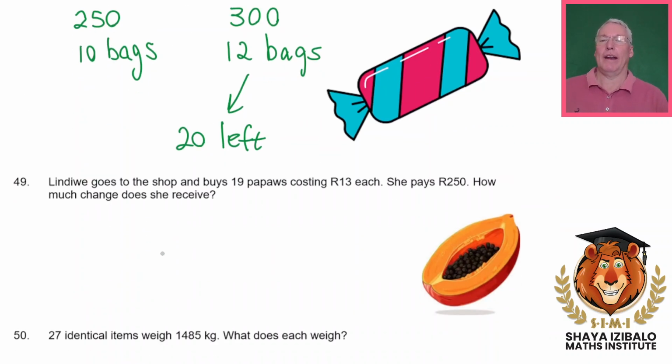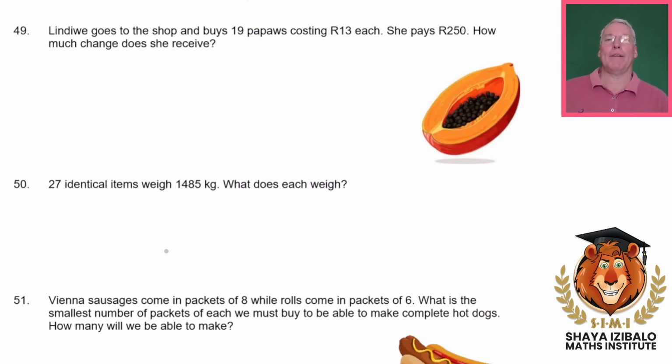Lindiwe goes to the shop and buys 19 pawpaws costing 13 Rand each. She pays 250 Rand. How much change does she receive? Well, let's take a look at this. 19 times 13, I think that's quite difficult to work out.